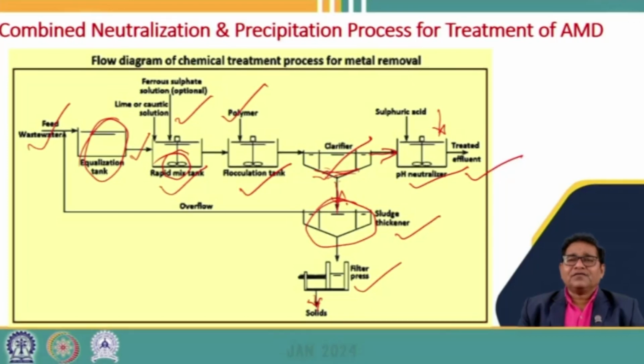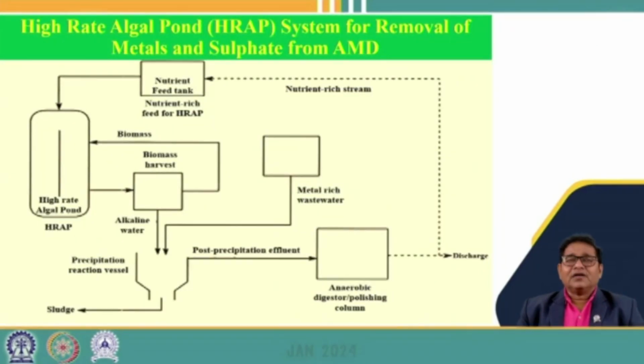So there are various types of uses, or maybe further we can convert this water into drinking water for drinking purposes, domestic purposes, and many other beneficial purposes. Even treated water can be put to irrigation use. So these are the various unit operations involved in a combined neutralization and precipitation process, which is used for the treatment of acid mine drainage. So let us take another treatment technique.